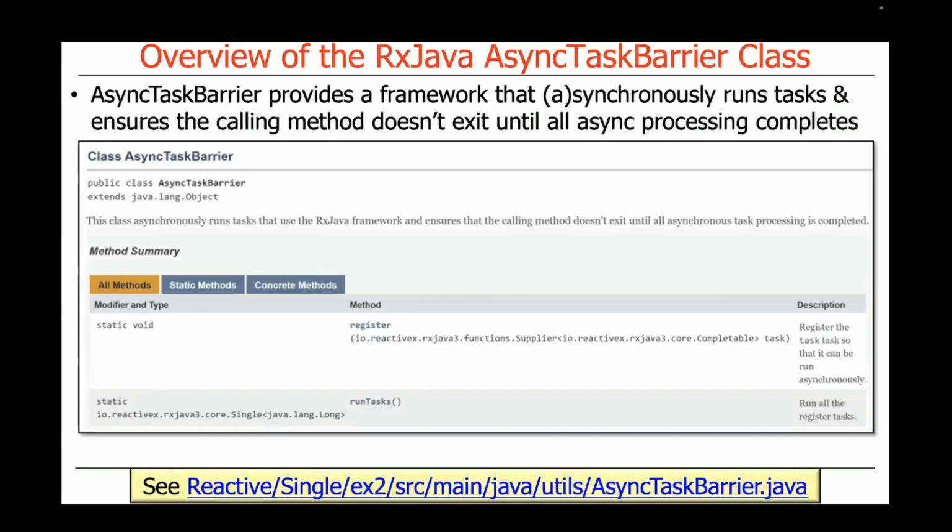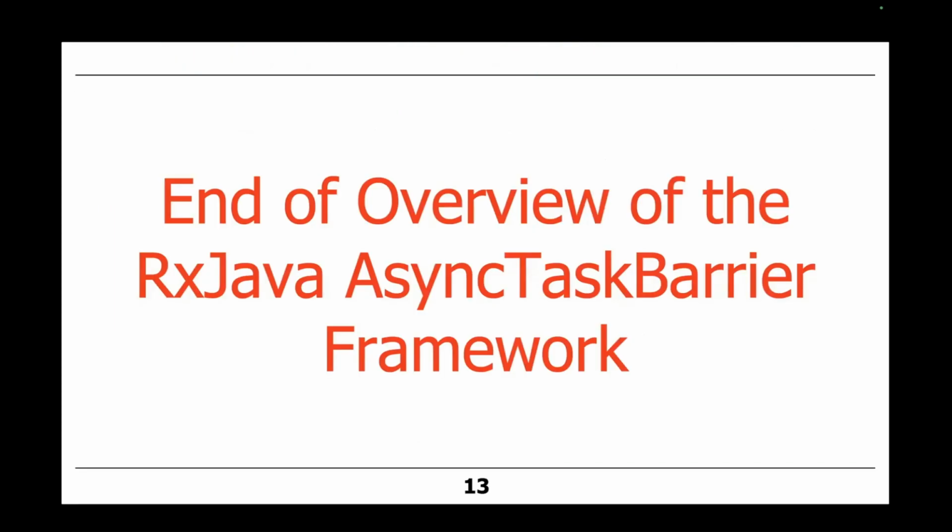So basically what we have here is a framework, which is a set of methods that are going to collaborate to provide a reusable architecture for a family of different use cases that involve running tests and other operations asynchronously and ensuring that the calling thread doesn't exit until all the asynchronous processing is completed. Again, we'll talk more about this once we've talked about the different operators in RxJava. We'll actually look at the implementation of this framework. It's really cool. It's really interesting. So that's the end of the overview of the AsyncTaskBarrier framework.